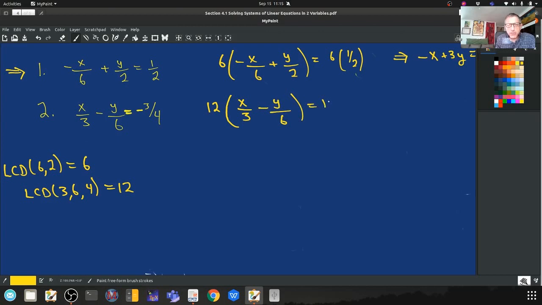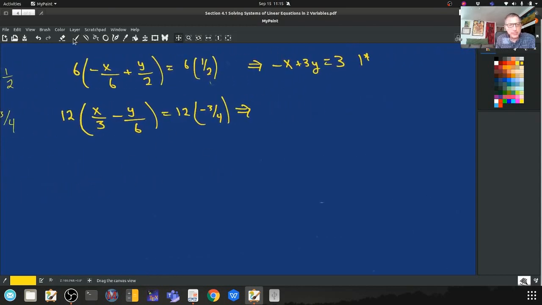The point is we're going to multiply both sides. That's minus 3/4. And when I'm done, I'm going to have a completely different expression for equation 2 that is equivalent. So 12 divided by 3 is 4. 4 times x is 4x. 12 divided by 6 is 2. 2 times minus y is minus 2y. 12 divided by 4 is 3. 3 times minus 3 is minus 9. And that's my new equation 2.